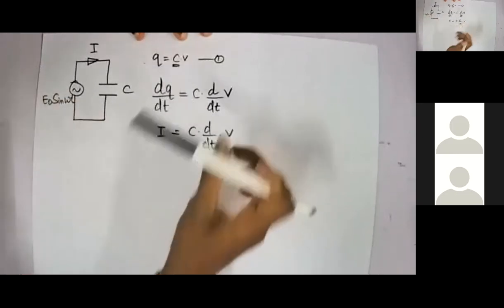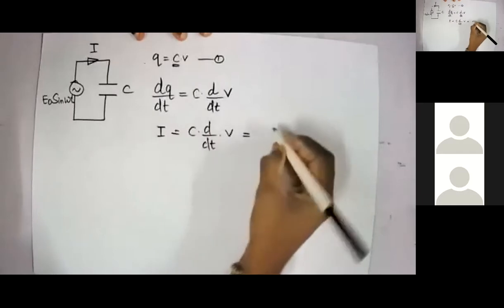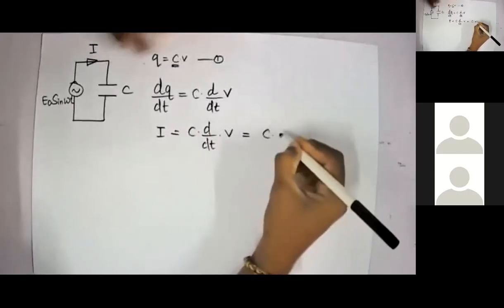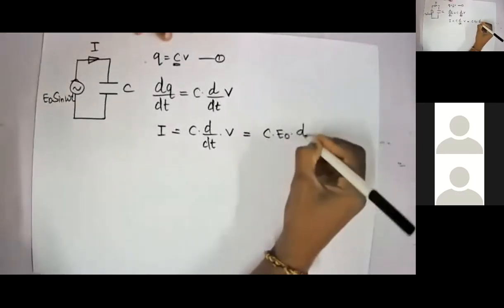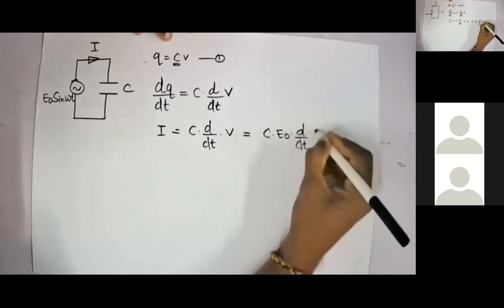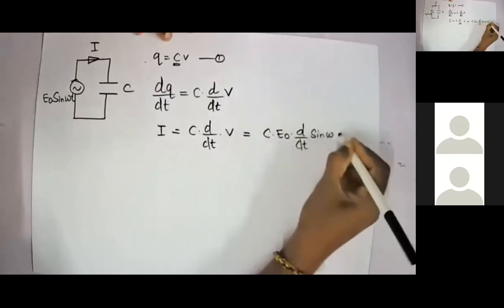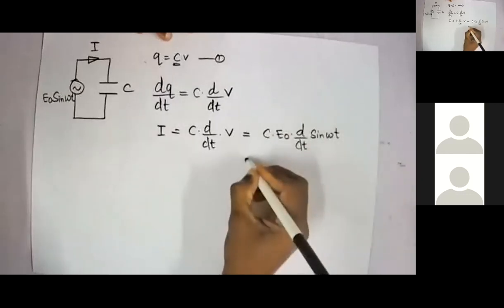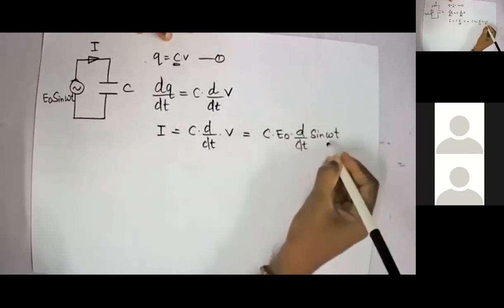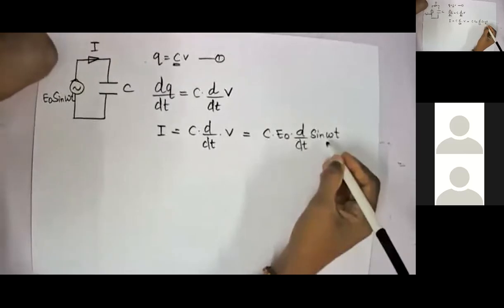Just apply that here. So you can write this as C into, again, E naught is a constant, E naught into d dt of sine omega t. Now, what is d dt of sine omega t?